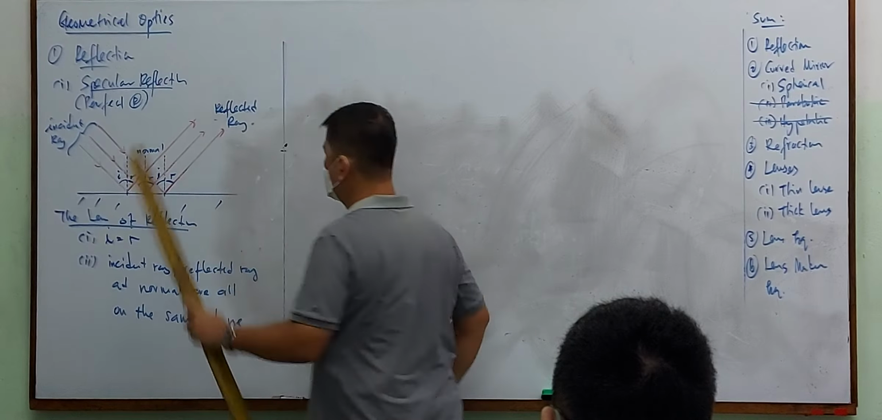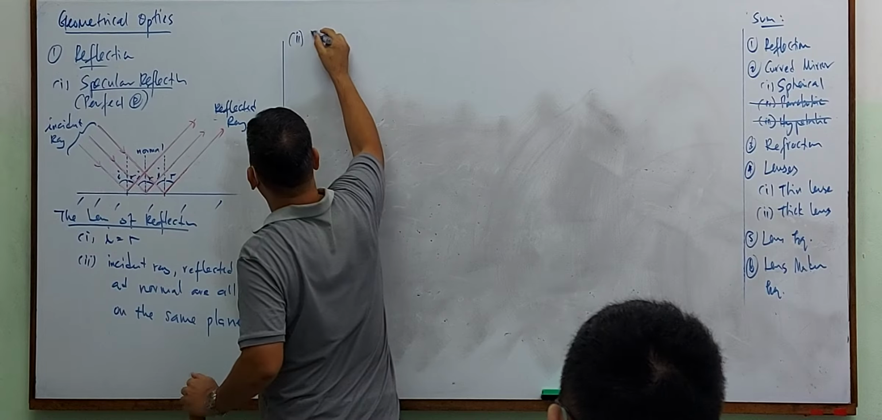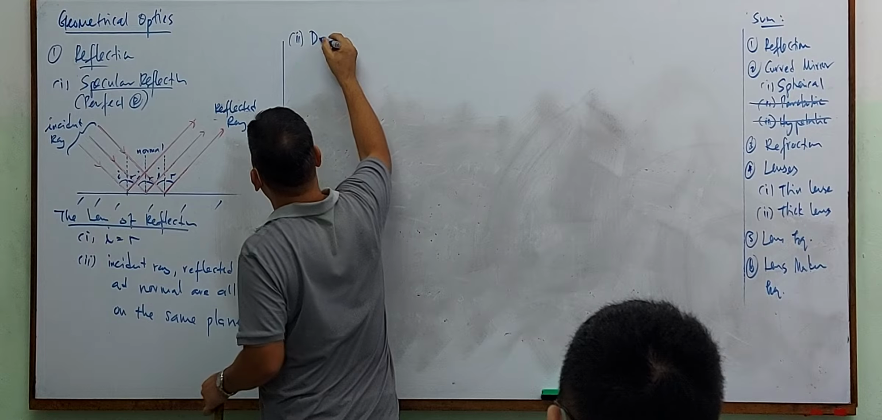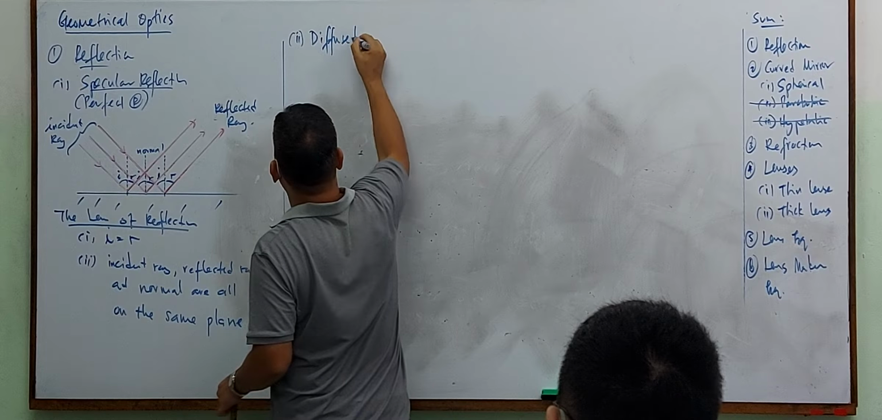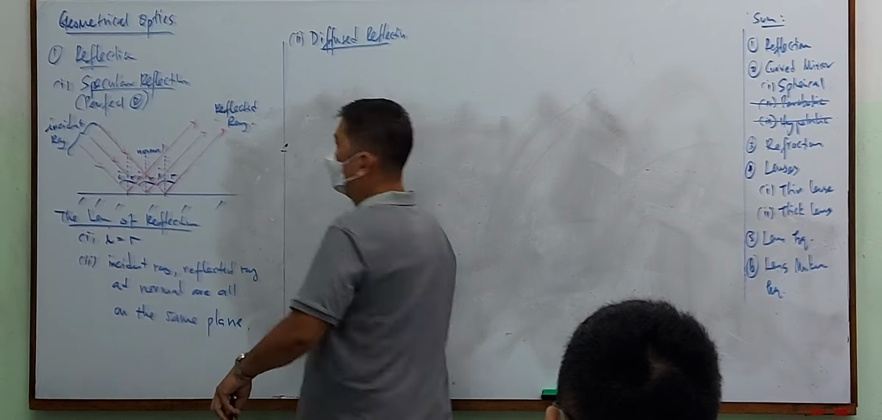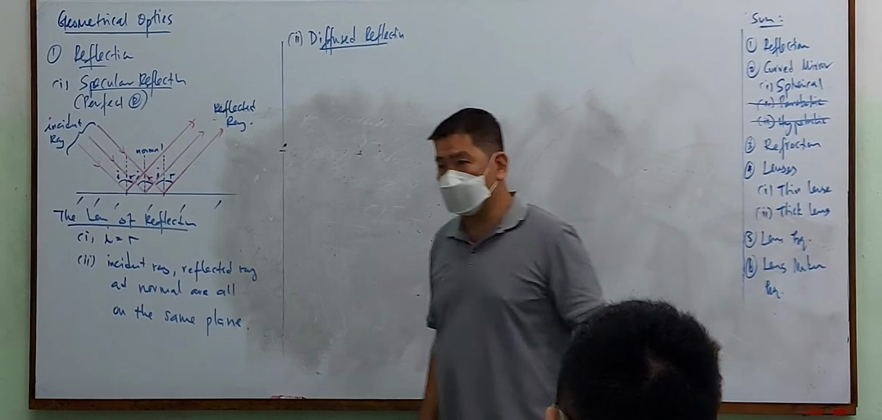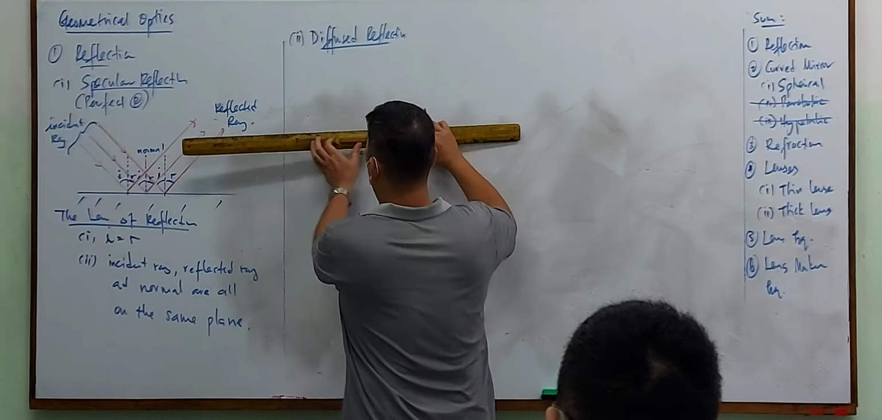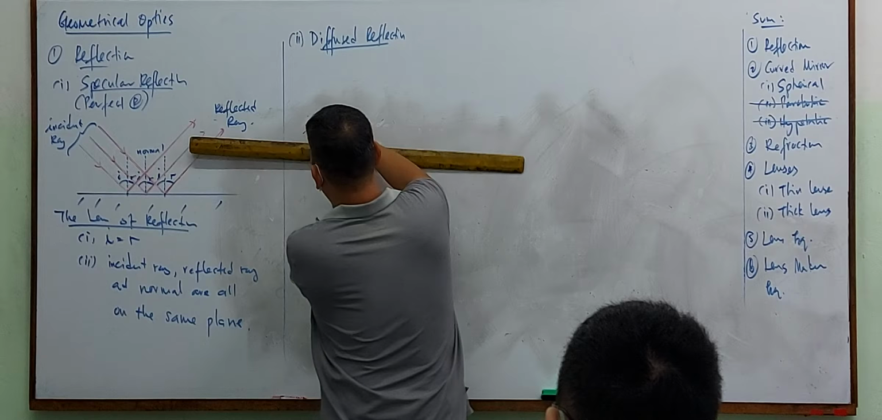Now we look at the second one, what we call diffuse reflection. Diffuse means when light enters, it spreads in other directions. It doesn't follow like this. Our diffuse reflection is because the surface is rough.